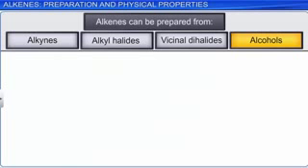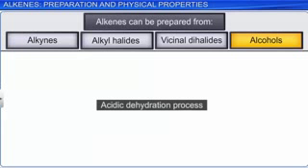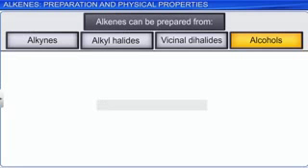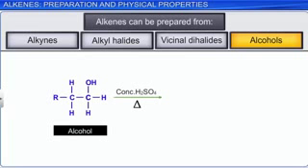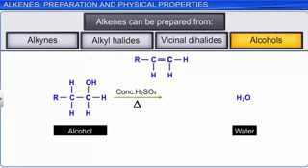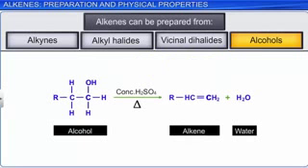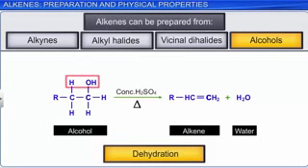Alkenes can also be obtained from alcohol using acidic dehydration process. When heated with concentrated sulfuric acid, the OH group of the alcohol and one hydrogen atom from the adjacent carbon atom are eliminated in the form of a water molecule, forming an alkene. Hence, the reaction is said to be acidic dehydration of alcohol.